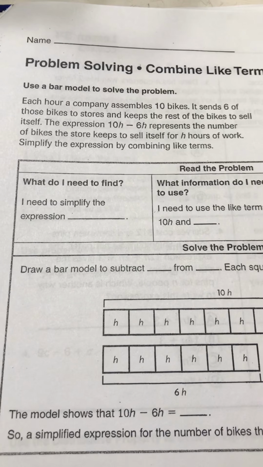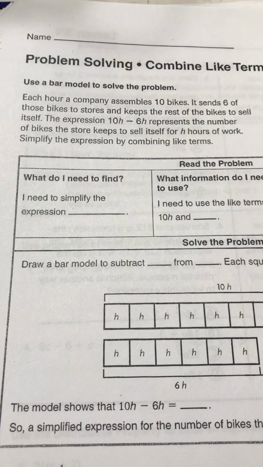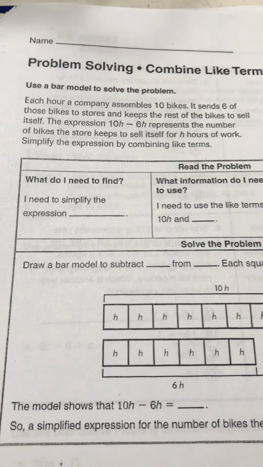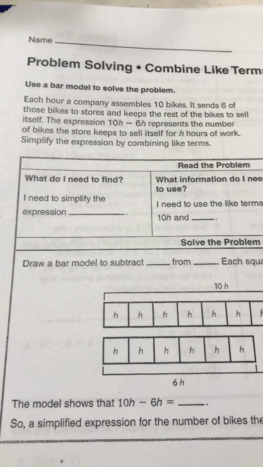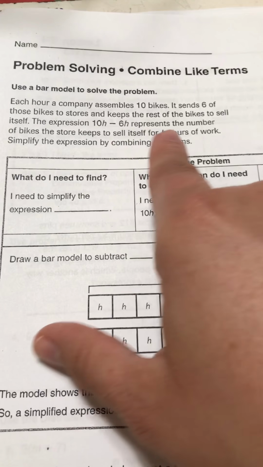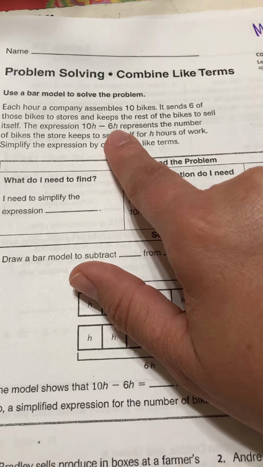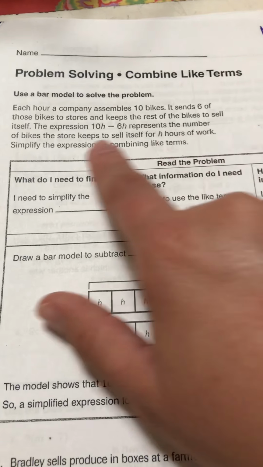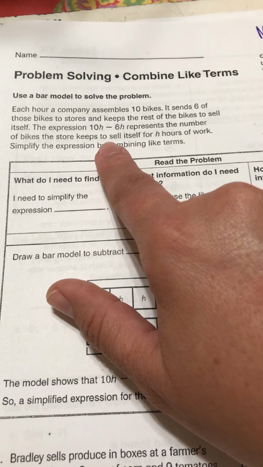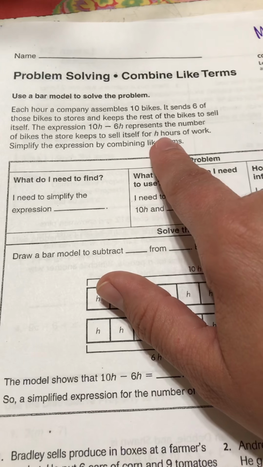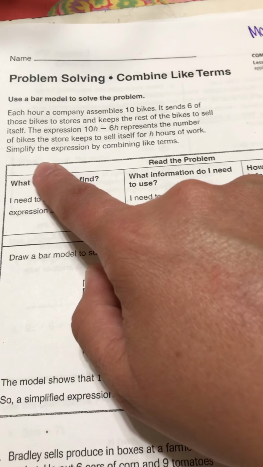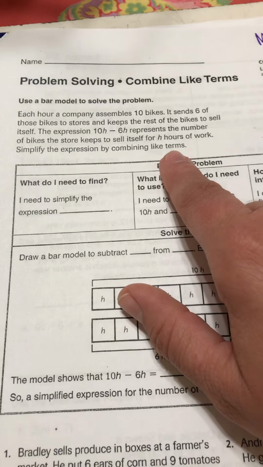Use a bar model to solve the problem. Each hour, a company assembles 10 bikes. It sends 6 of those bikes to the stores and keeps the rest of the bikes to sell itself. The expression 10H minus 6H represents the number of bikes the store keeps to sell itself for H hours of work. Simplify the expression by combining like terms.